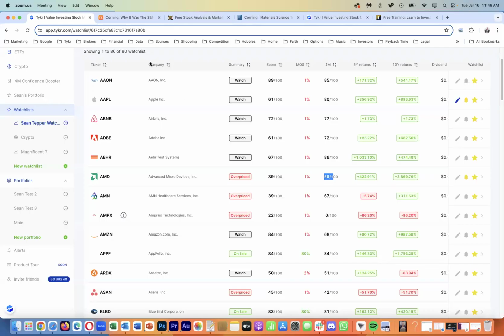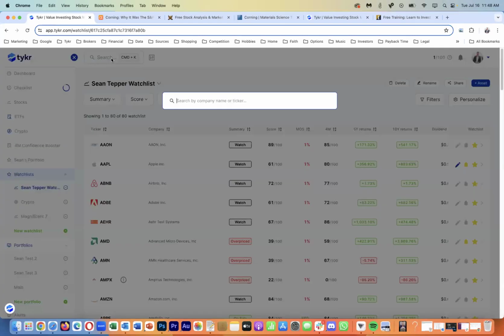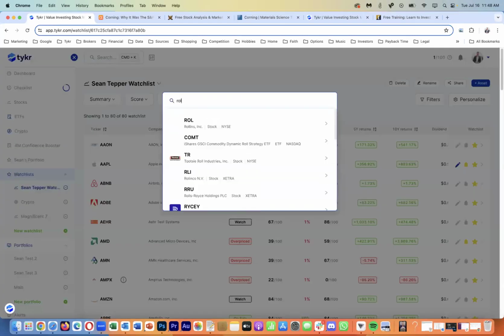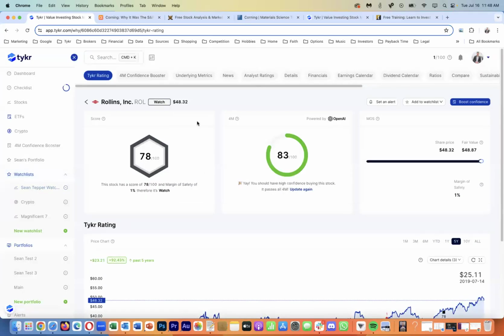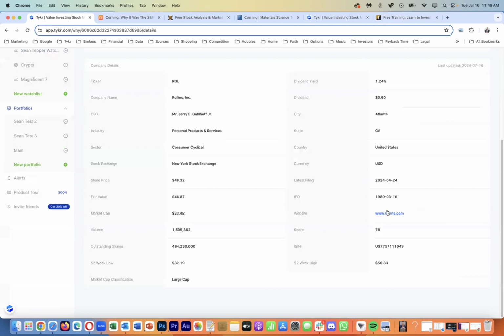a profit. I did that, I'll show you my screen here again, years ago with two stocks. Bought the stock, it went down, financials got worse. And this was when Tykr was an Excel sheet. This was, gosh, probably 2016, '17, or '18. But one of them was Rollins. I'll show you their website so you know what they do.